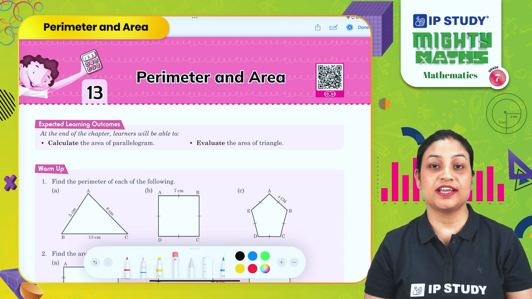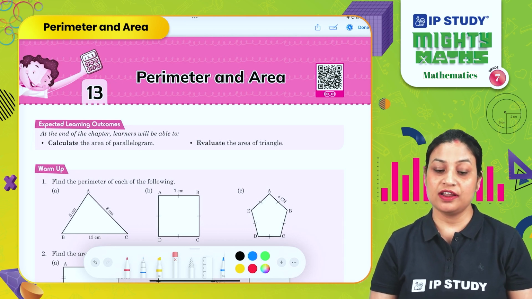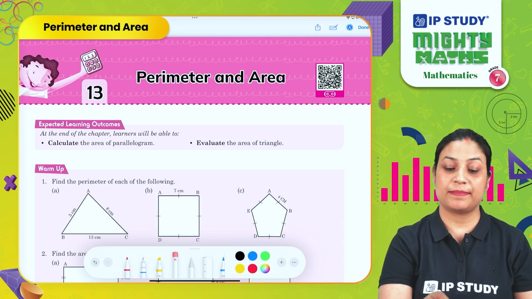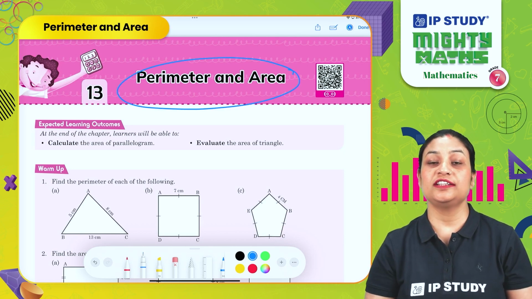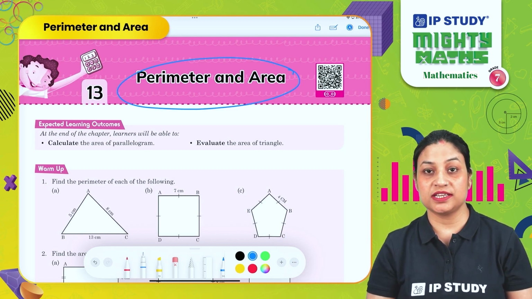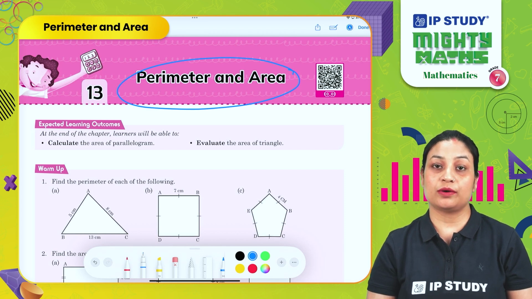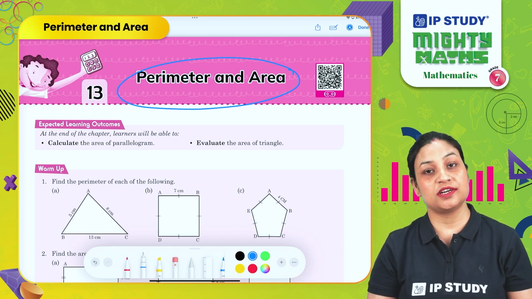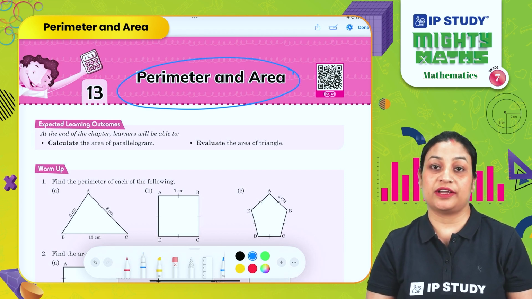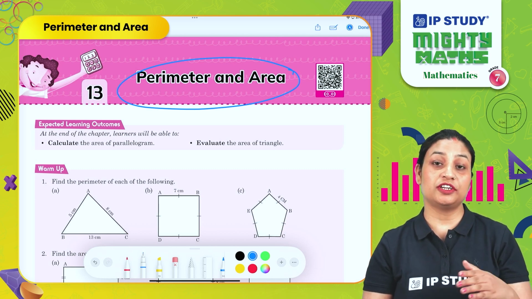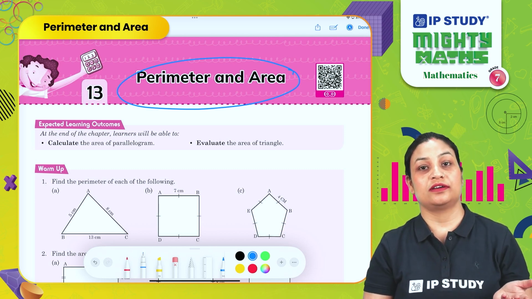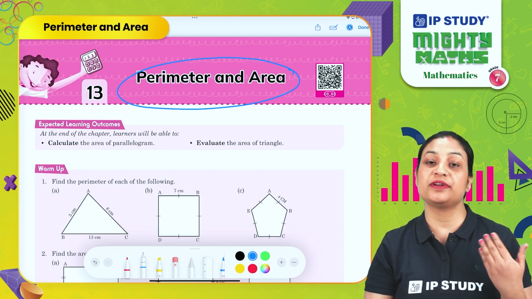Today I am going to take chapter number 13 of grade 7 and the name of the chapter is Perimeter and Area. So students, in this lecture we are going to cover two topics. The first is to find out the area of a parallelogram and the second one is the area of a triangle. So before I take the first topic of this session, let me recall the topics that we have already covered related to this chapter in the previous grade.